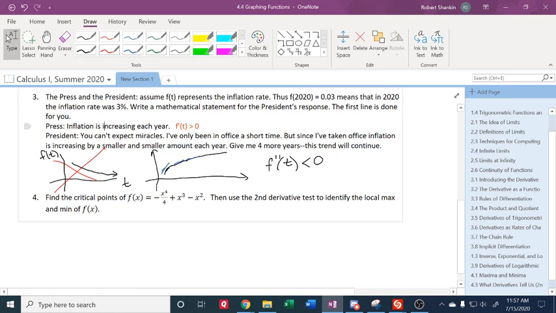Give me a little feedback. Was this confusing, or did this add insight onto the second derivative and how it relates to the first derivative?